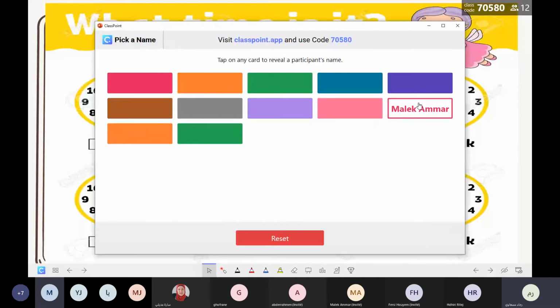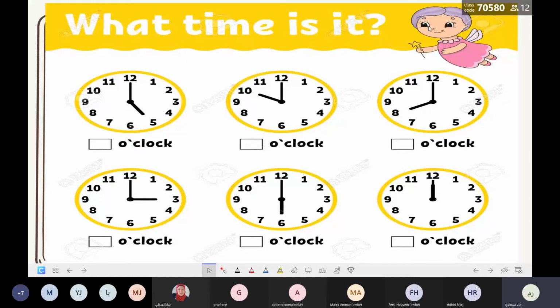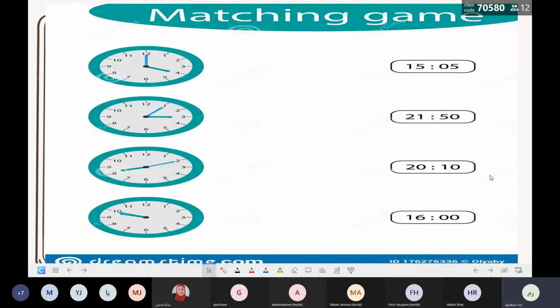Okay. Now we will play a matching game, okay? You have different times on the right, and you will match them with the clocks on the left. I repeat, you have different times on the right. You match them with the pictures, if you want, or the clocks on the left. I will read the first one. So you have 15:05. It is 5 past 3.